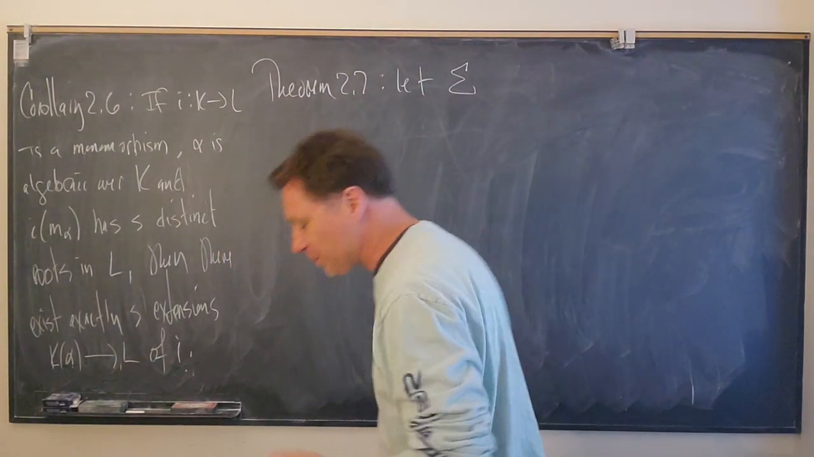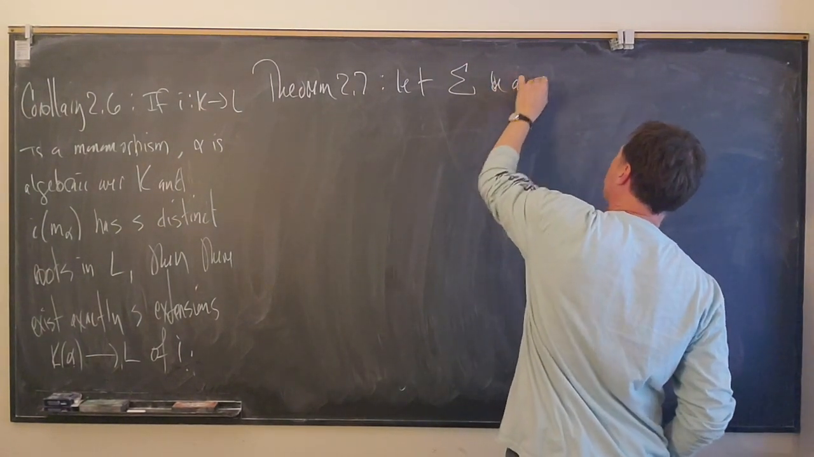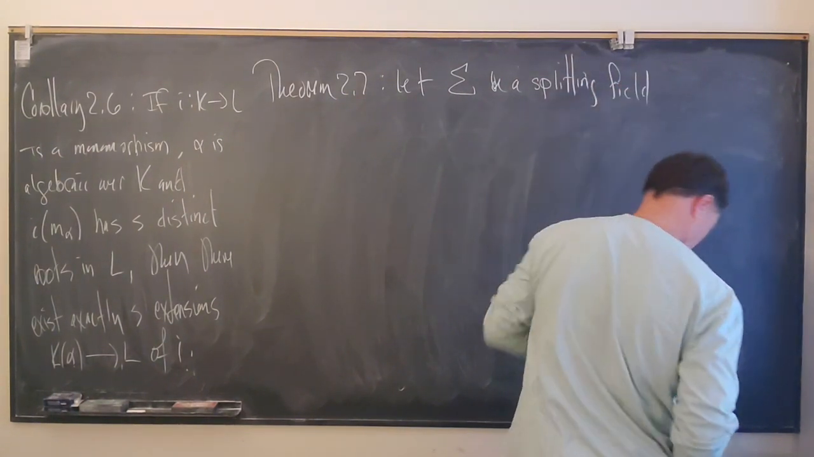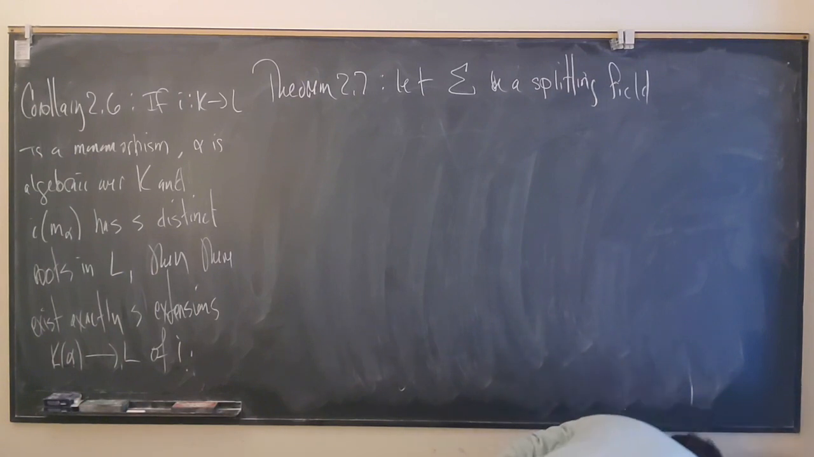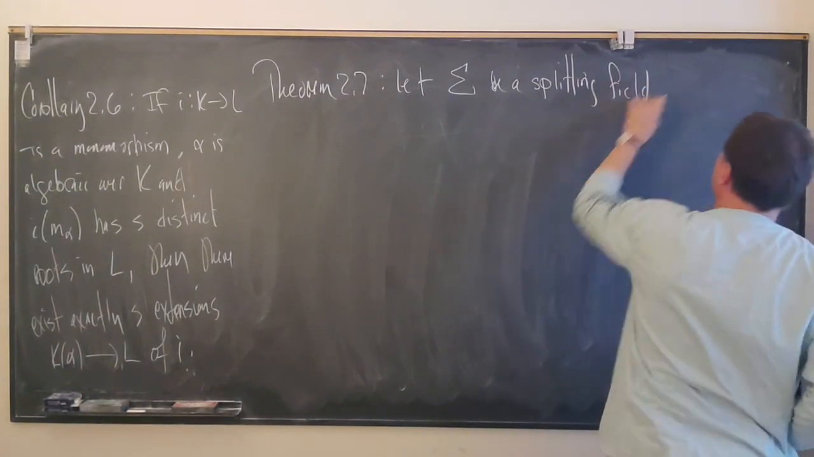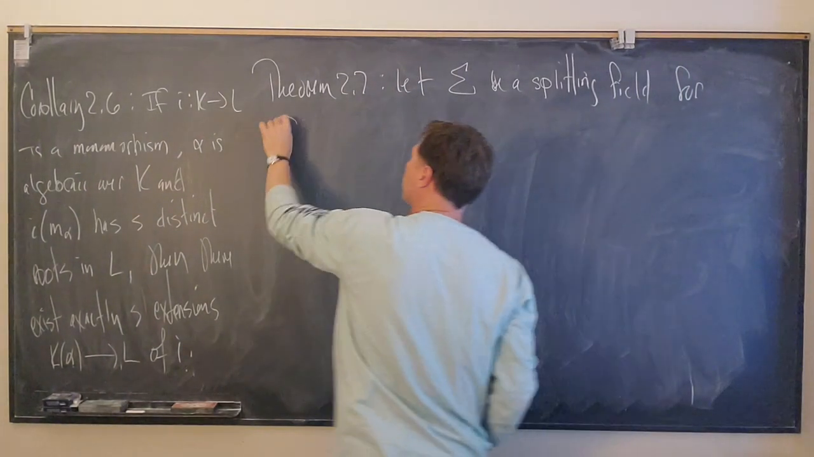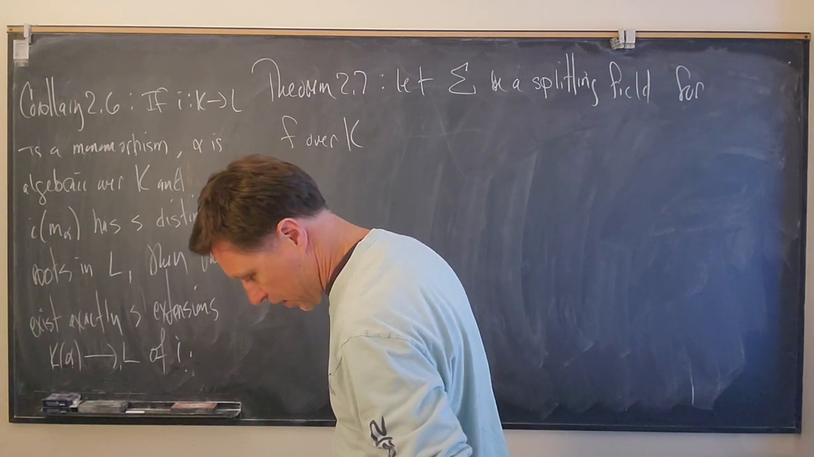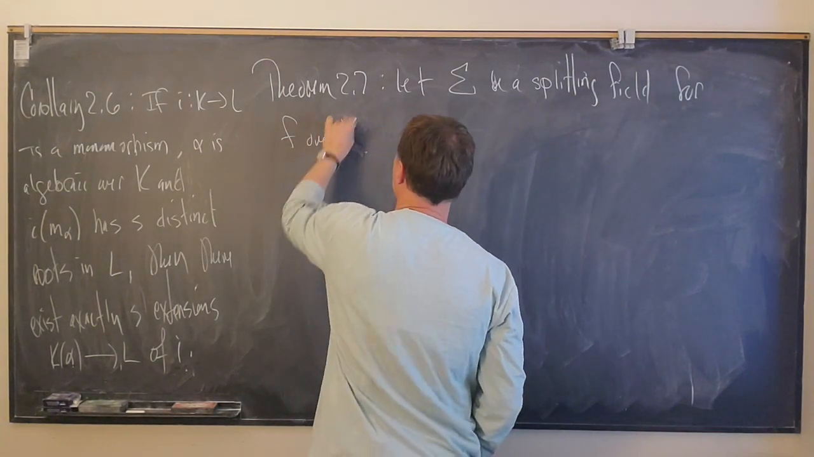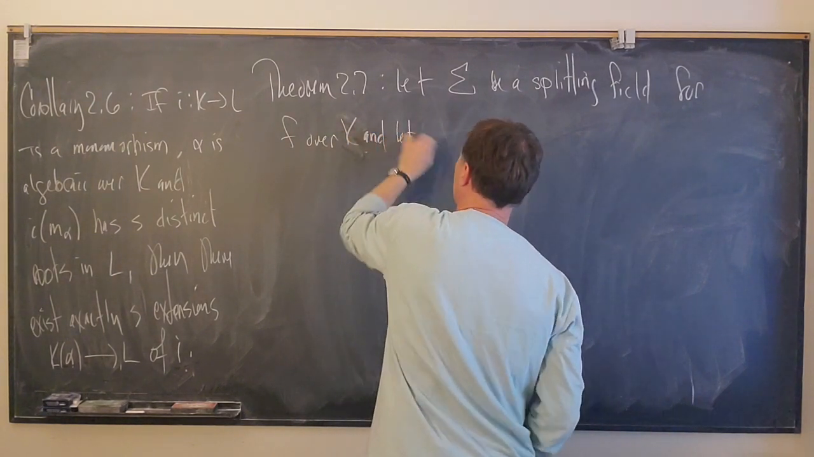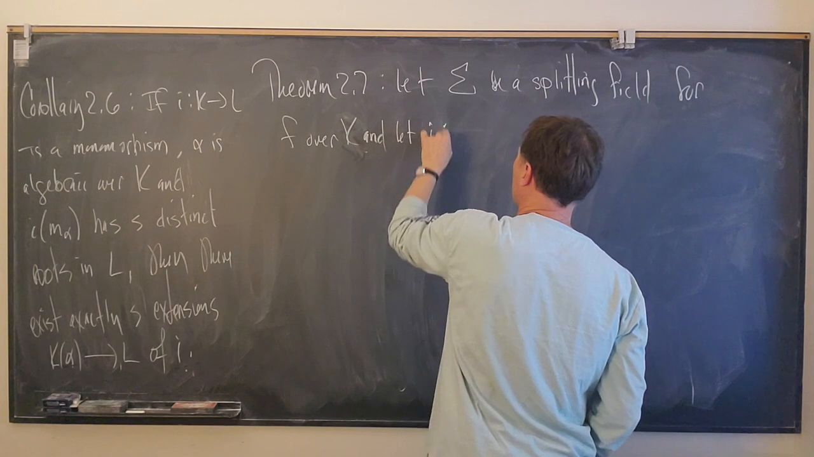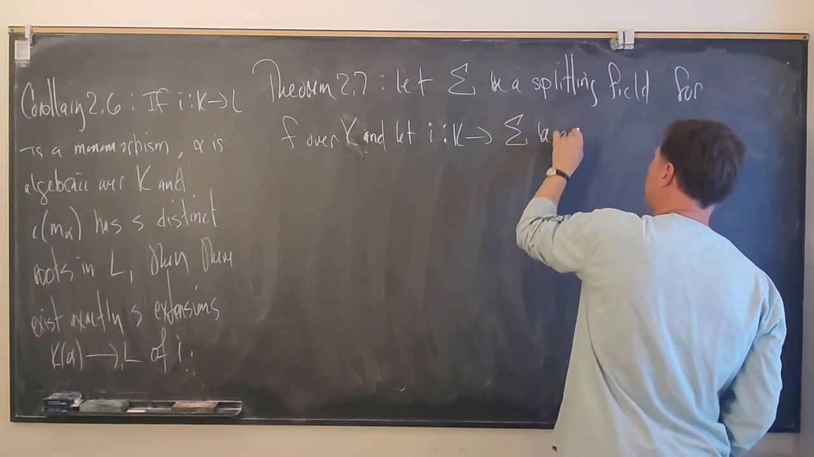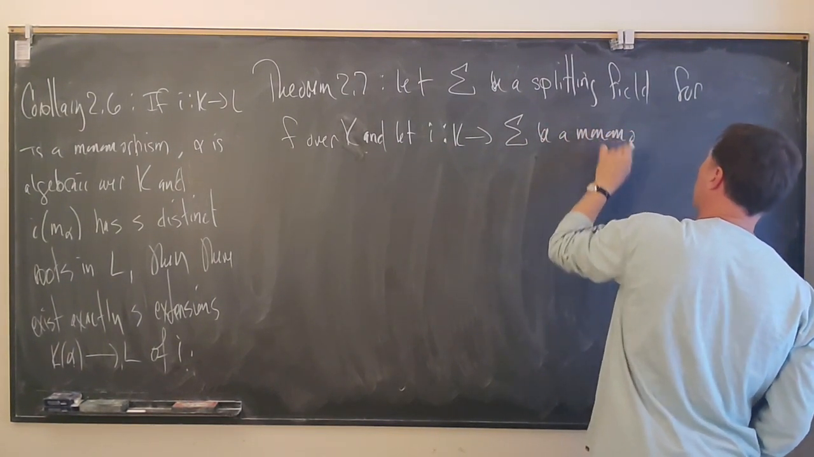So let sigma be a splitting field for F over K, and we need a monomorphism over K, so let I from K into sigma be a monomorphism.